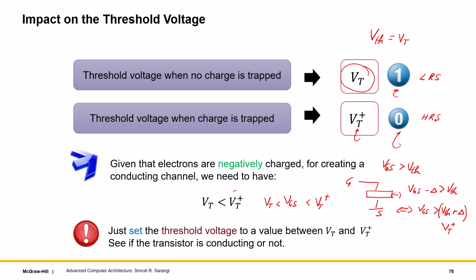So I am not using a lot of information here. All I am using is basic first year transistor physics, which is that if the gate to source voltage is slightly higher than the nominal threshold voltage Vt, then if the logical state is 1, the transistor will conduct, which means that no charge is trapped. But if charge is trapped, the transistor will not conduct, it will be in the high resistance state.